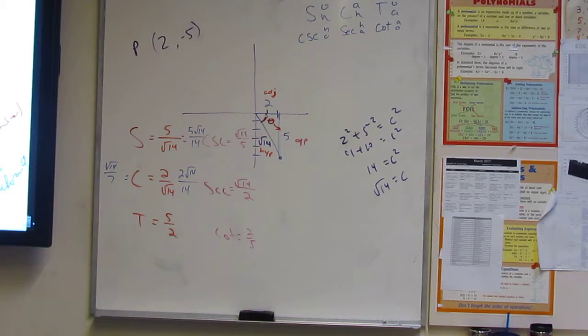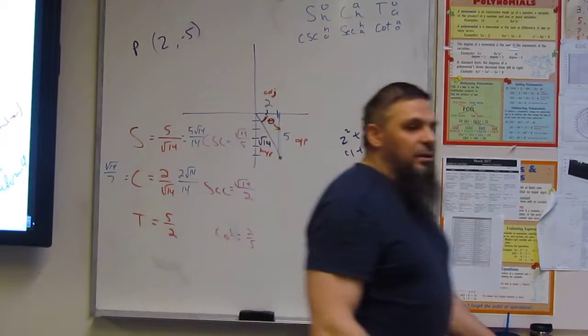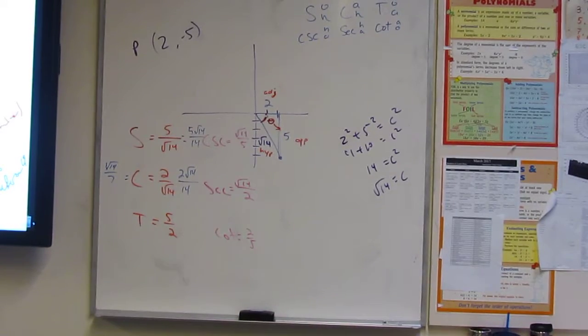And that's your six trig functions. It's that easy. Okay? And then we'll talk about how you can get to it. So that was slow, but really it was fast. So sorry.